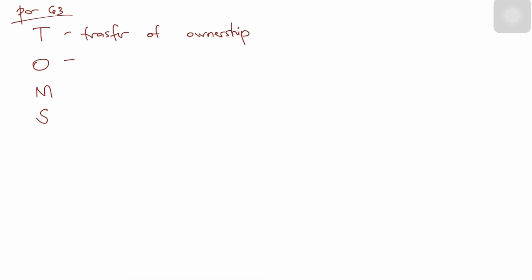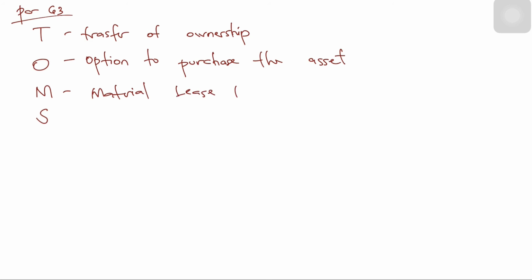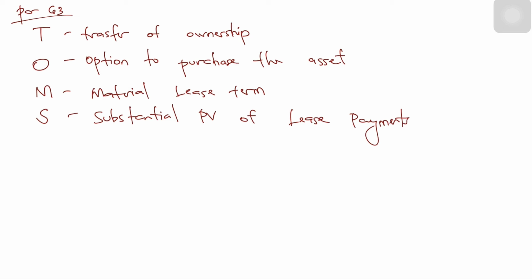Enumerate lang natin muna isa-isa. Letter O will be the option to purchase the asset. Okay? Letter M will be what we call the material lease term. Then last will be the substantial present value of lease payments. Okay? So, isa-isahin natin. Start tayo dito sa letter T.